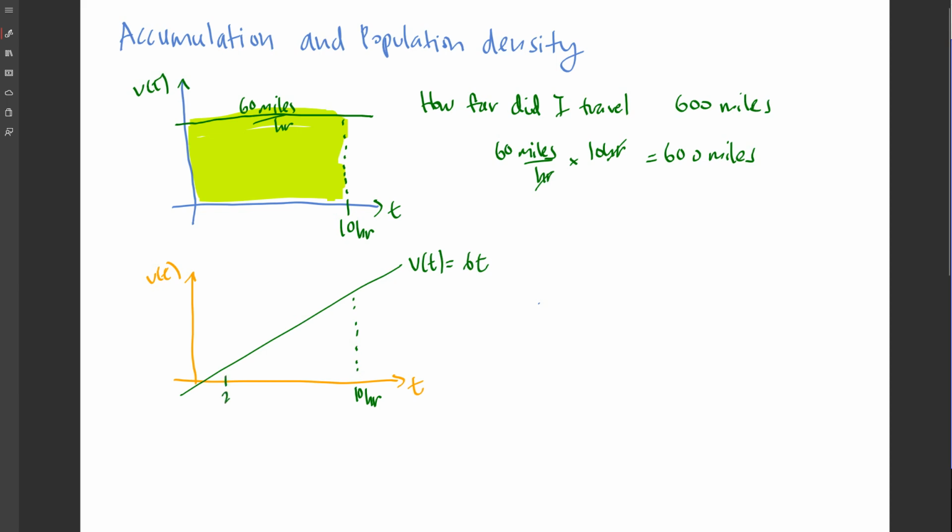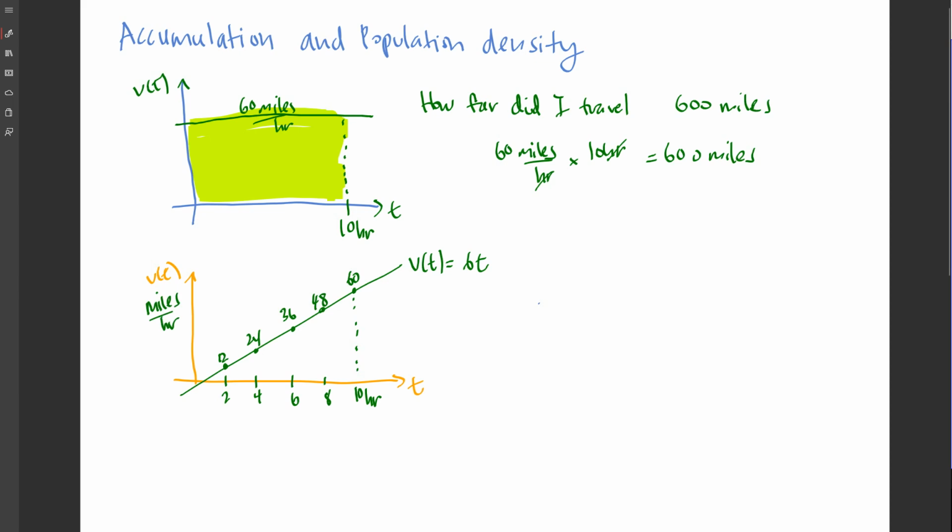At time 2, my velocity at this point will be 12. At time 4, my velocity will be 24. At time 6, it will be 36. At time 8, it will be 48, and at time 10, my velocity will be 60. But my velocity won't always be 60 miles per hour. This is miles per hour, and it changes with time.